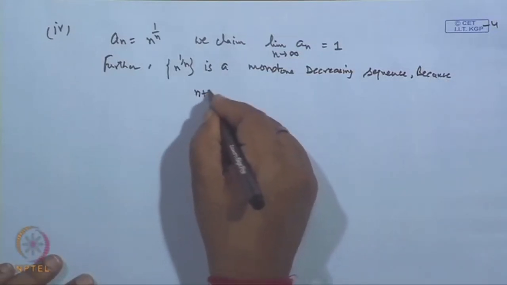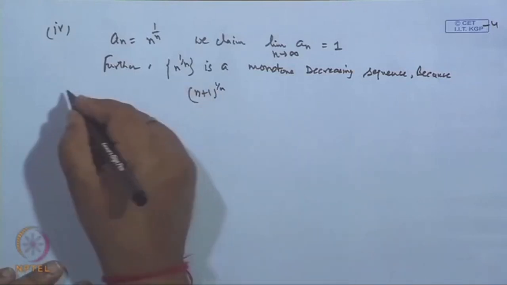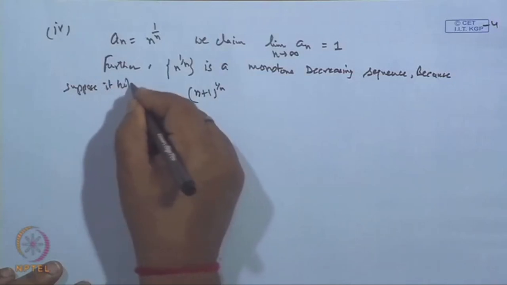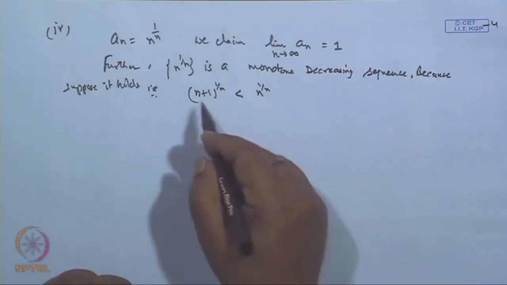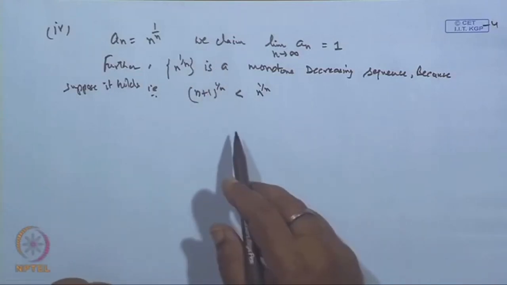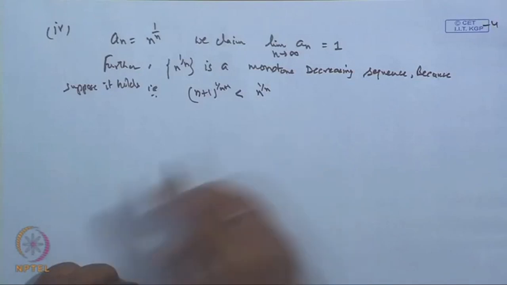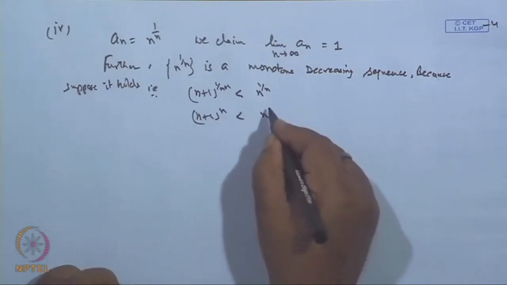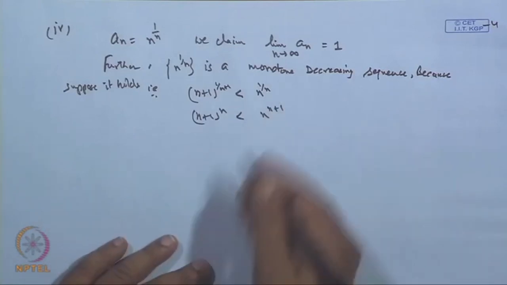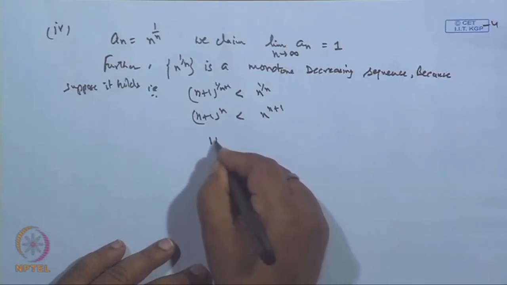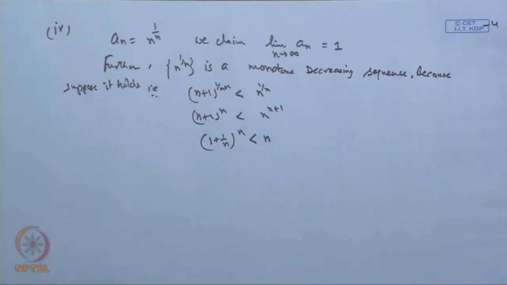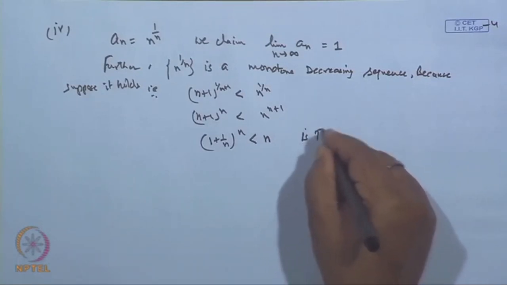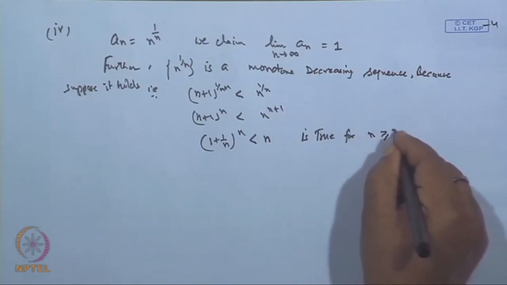Suppose it is true, suppose it holds, then (n plus 1) to the power 1 by (n plus 1) should be less than n to the power 1 by n. As n increases, it keeps decreasing. So we claim that this is a monotone decreasing sequence. So what we get is (n plus 1) to the power n is less than n to the power (n plus 1). Now, when you divide by n, we get (1 plus 1 by n) to the power n is less than n. Now, this is true for n greater than or equal to 3.